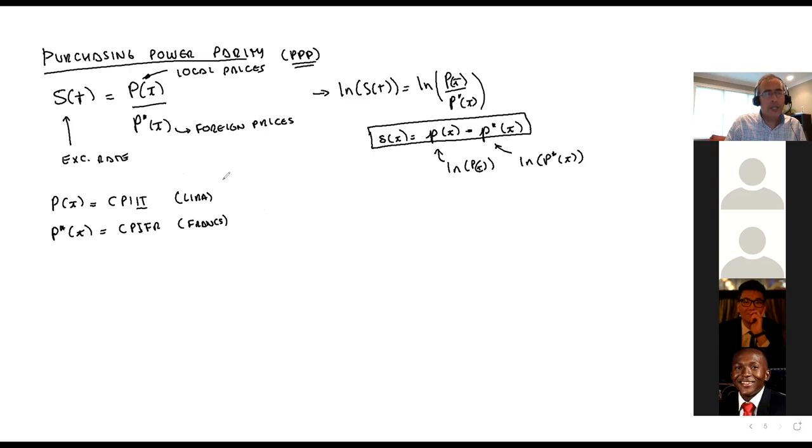And we are going to try to prove if the PPP theory holds using cointegration analysis. Now, do you understand? So this is going to be the framework of analysis we're going to develop in a couple of minutes.